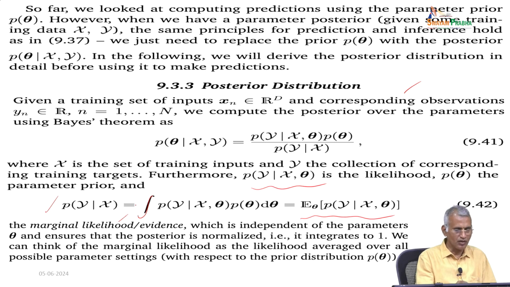So, this is the marginal likelihood or evidence, which is independent of the parameter theta and ensures that the posterior is normalized and integrates to 1. So, the marginal likelihood is the likelihood averaged over all possible parameter settings with respect to the prior distribution p of theta.